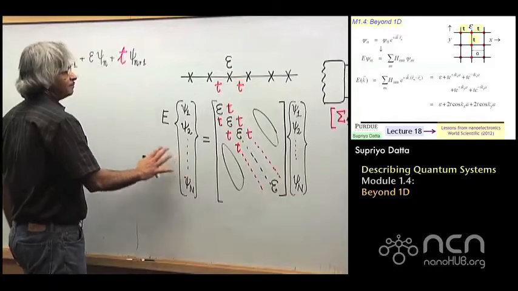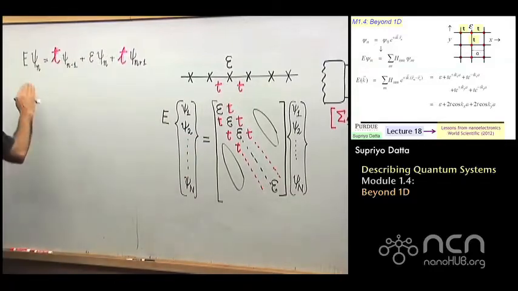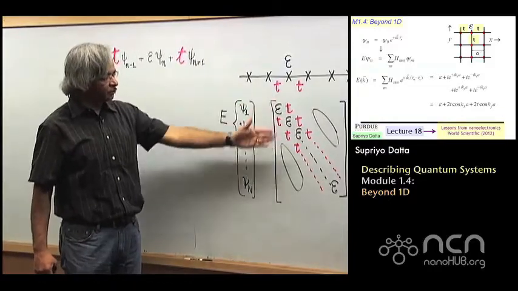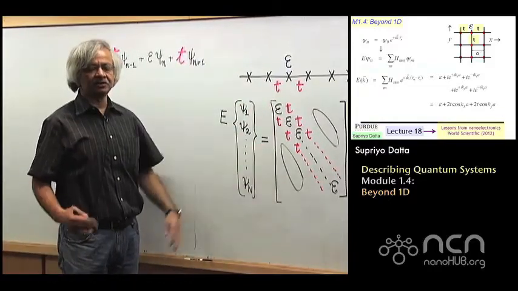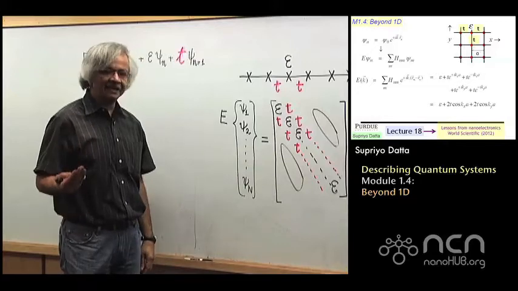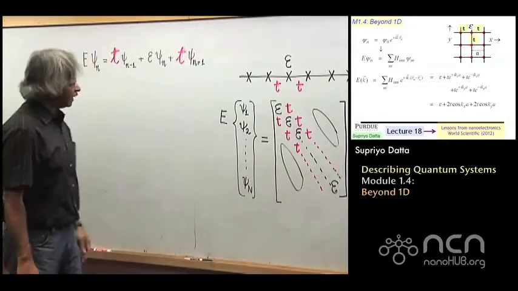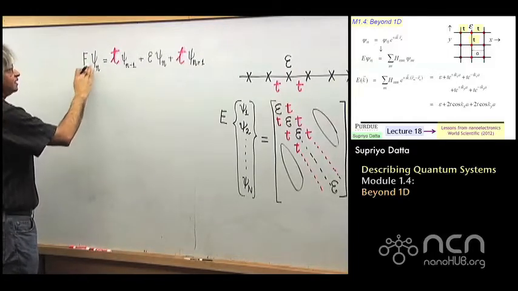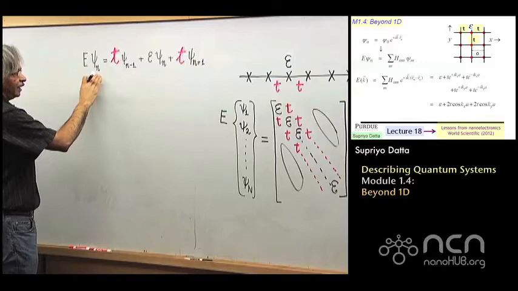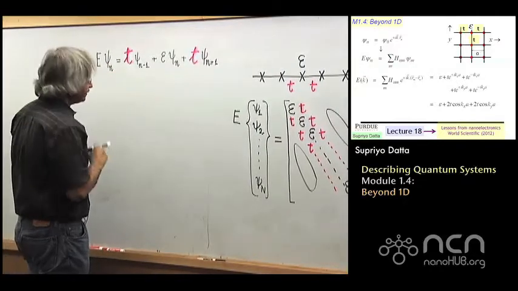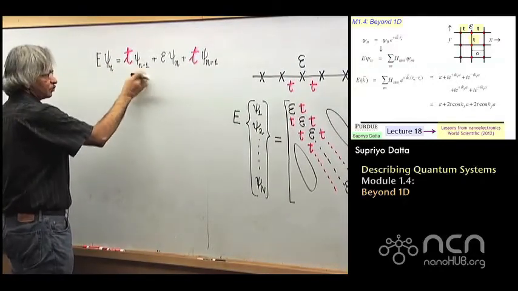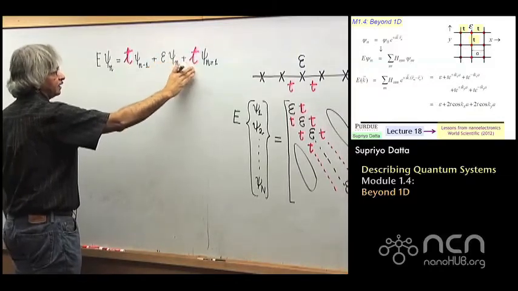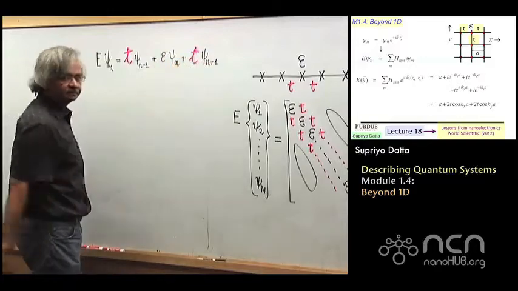And so if you take this matrix equation and write it out, as you know, if you had a matrix equation with a 10 by 10 matrix, that's sort of equivalent to 10 algebraic equations. And one of those algebraic equations that you could write out would look something like this. E psi n, where n denotes a particular point on that lattice, is t psi n minus 1, the point on the left, epsilon psi n, that point, and t psi n plus 1 on the right.